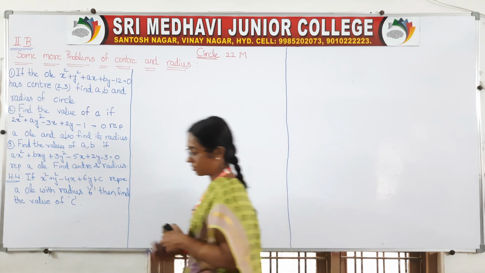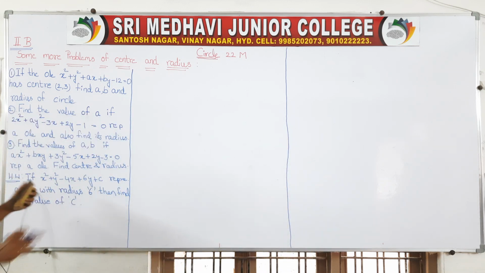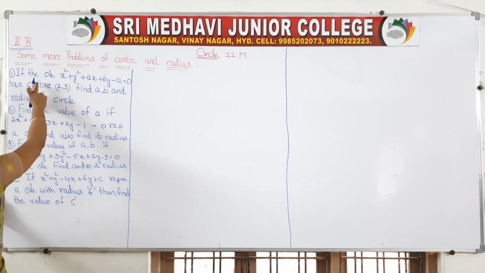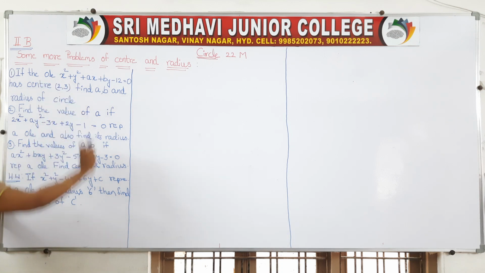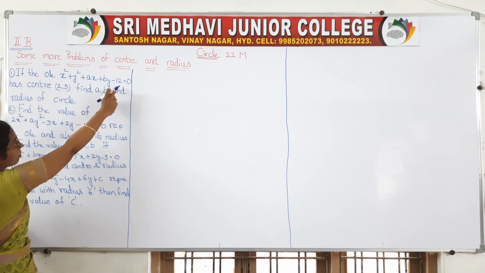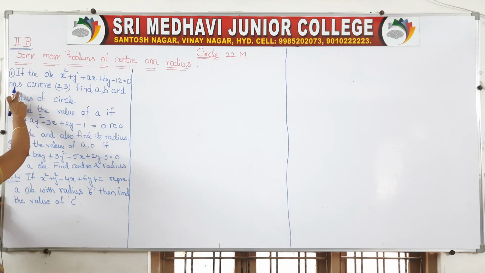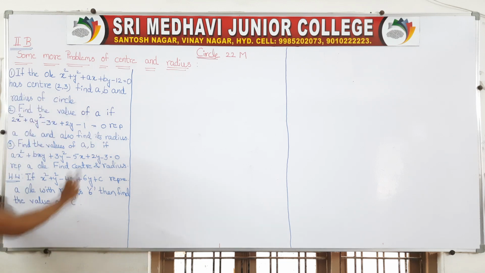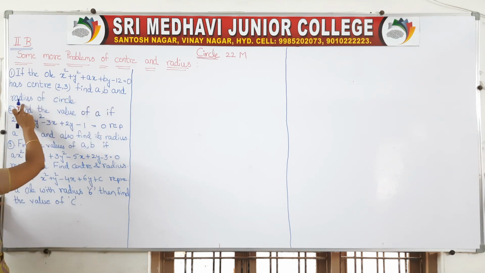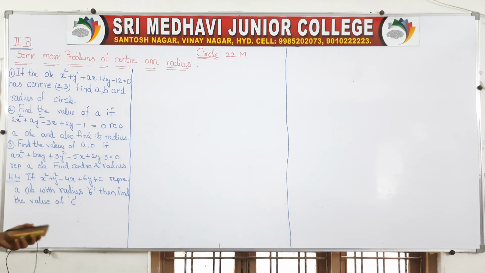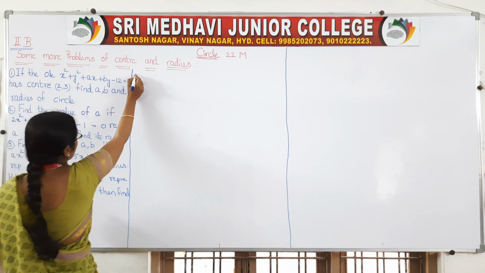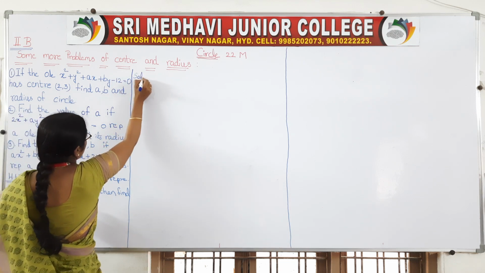So now come to the first question. Your first question is this one. If the circle x square plus y square plus ax plus by minus 12 is equal to 0 has the center (2, 3), find a, b and the radius of the circle. This is your first question today. So now we will solve this question.